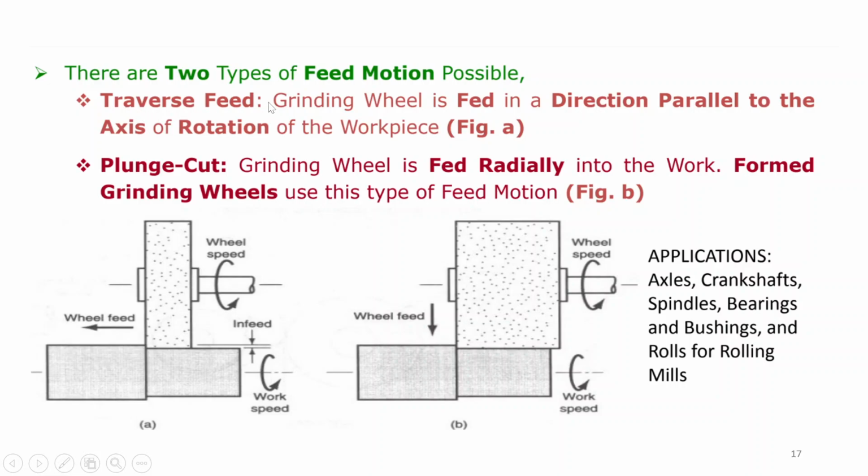Then there are two types of feed motions that are possible. First is transverse feed, in which the grinding wheel is fed in a direction parallel to the axis of rotation of the workpiece. In case of plunge cut, the grinding wheel is fed radially into the work. So formed grinding wheels use this type of feed motion. In this, your wheel is rotating in this direction and feeding is in this particular direction. Okay, and in this case it is parallel to this wheel direction.